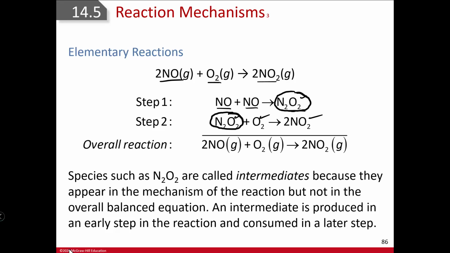And so that's called an intermediate. It wasn't present initially, and it's not in the final products. That is an intermediate. I want you to know that term. That's a term I will test on, at least on the quiz and your assignment. The intermediates appear in the mechanism, but do not appear in the final balanced chemical equation.